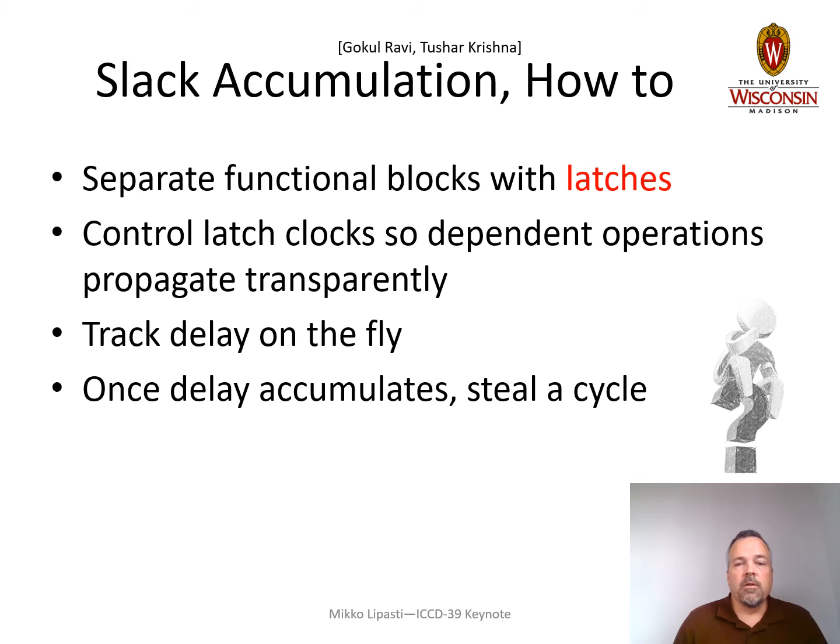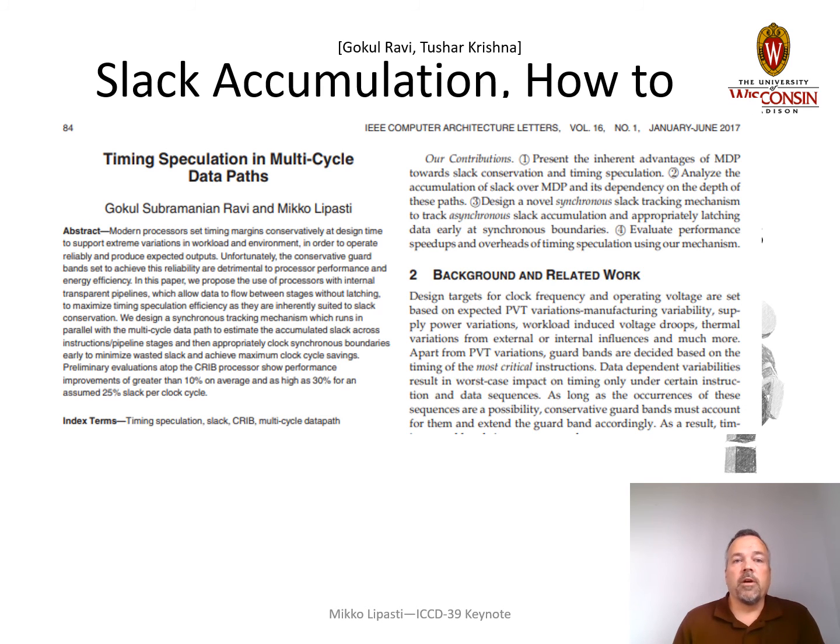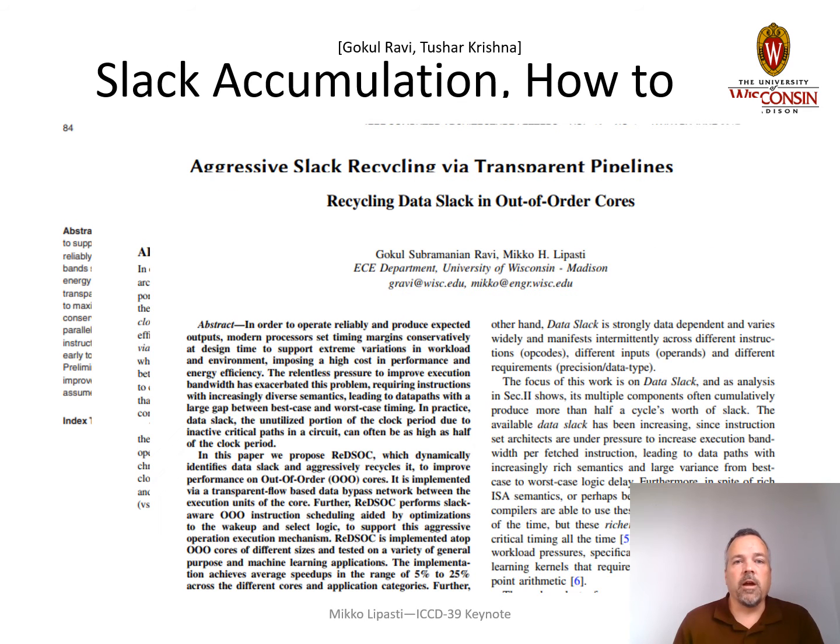Everything is still happening synchronously on the existing clock boundaries in your baseline design, but every once in a while you get to steal a cycle. And it turns out every once in a while is actually pretty frequent. And you can get significant performance benefits from this for the original CRIB-style data path with lots of ALUs in it. So we published some work on that.